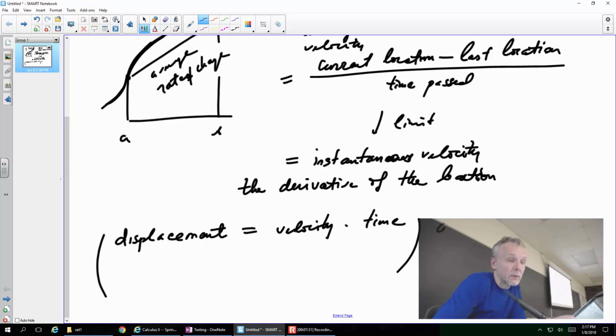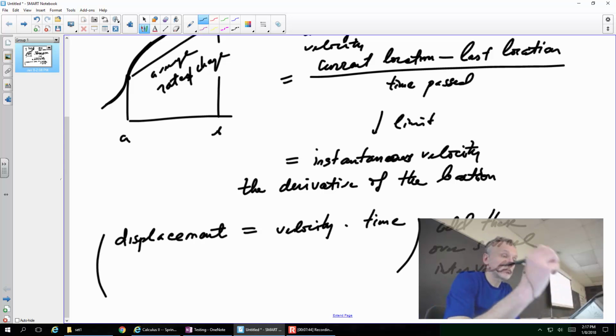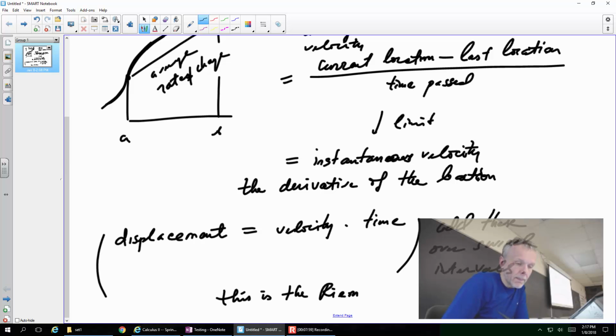So add these over several intervals. Okay? And the name of this sum, what's the name of the sum? The Riemann sum. So this is the Riemann sum. We'll review that again in a minute.